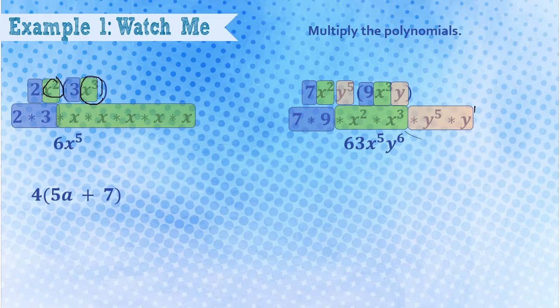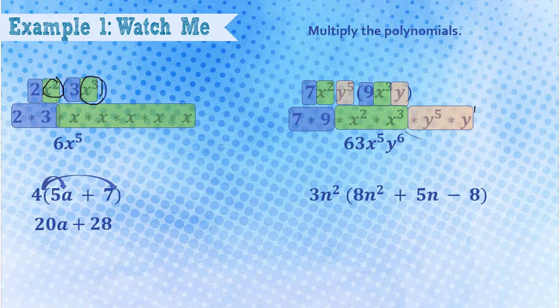So hopefully you notice that because I have parentheses here, we're just going to use the distributive property. I'm going to multiply that 4 times the 5a, shoot my rainbows through. So 4 times 5a is just 20a. And then 4 times 7, I shoot that second rainbow over, is 28. So this simplifies to 20a plus 28. I cannot combine them any further because they are not like terms.